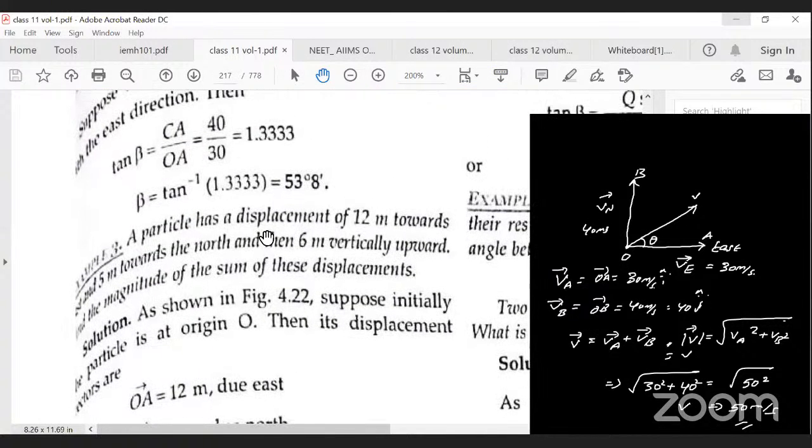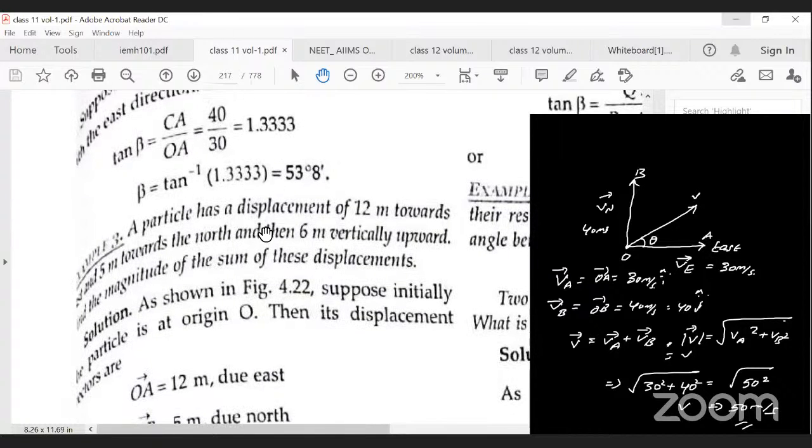Example 3 ma. Please take example 3. It is a little bit tricky, I'll explain it. I'll read the question. A particle having a displacement of 12 meters towards east. I'll write it, it got a little blurred here. So here it is 12 meters towards east. This is your east. And 5 meters towards north. And then 6 meters vertically upwards.